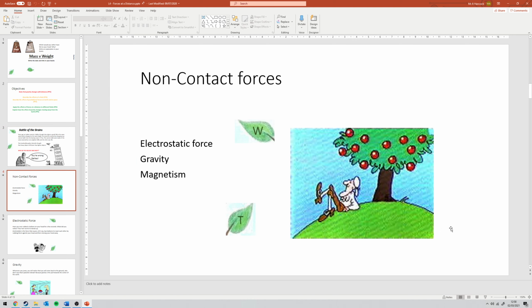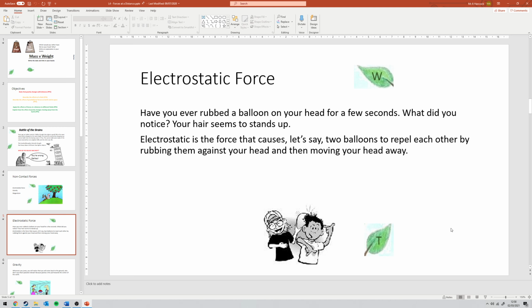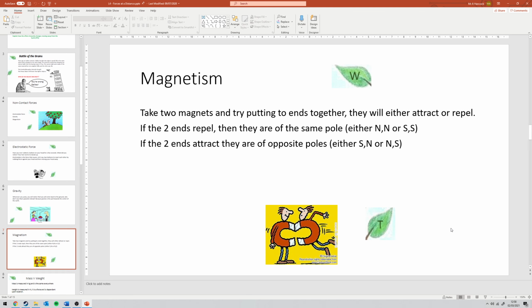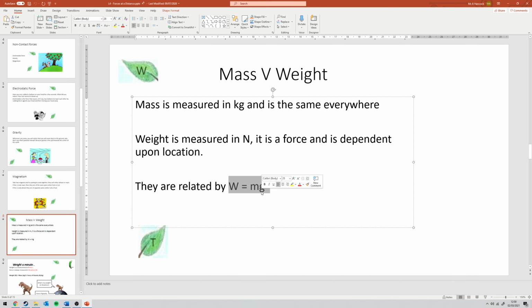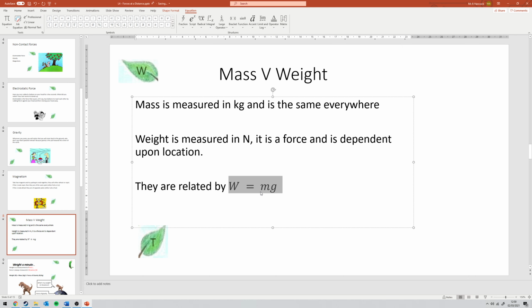Hopefully, we know the non-contact forces because we have done them in a previous lesson, but absolutely we need to know about gravity. I'm going to skip past the electrostatic force. I'm going to keep going. Now this is the important bit. Mass versus weight. Here, this is your equation that you need to know, right? Weight equals mass times gravity. Okay?